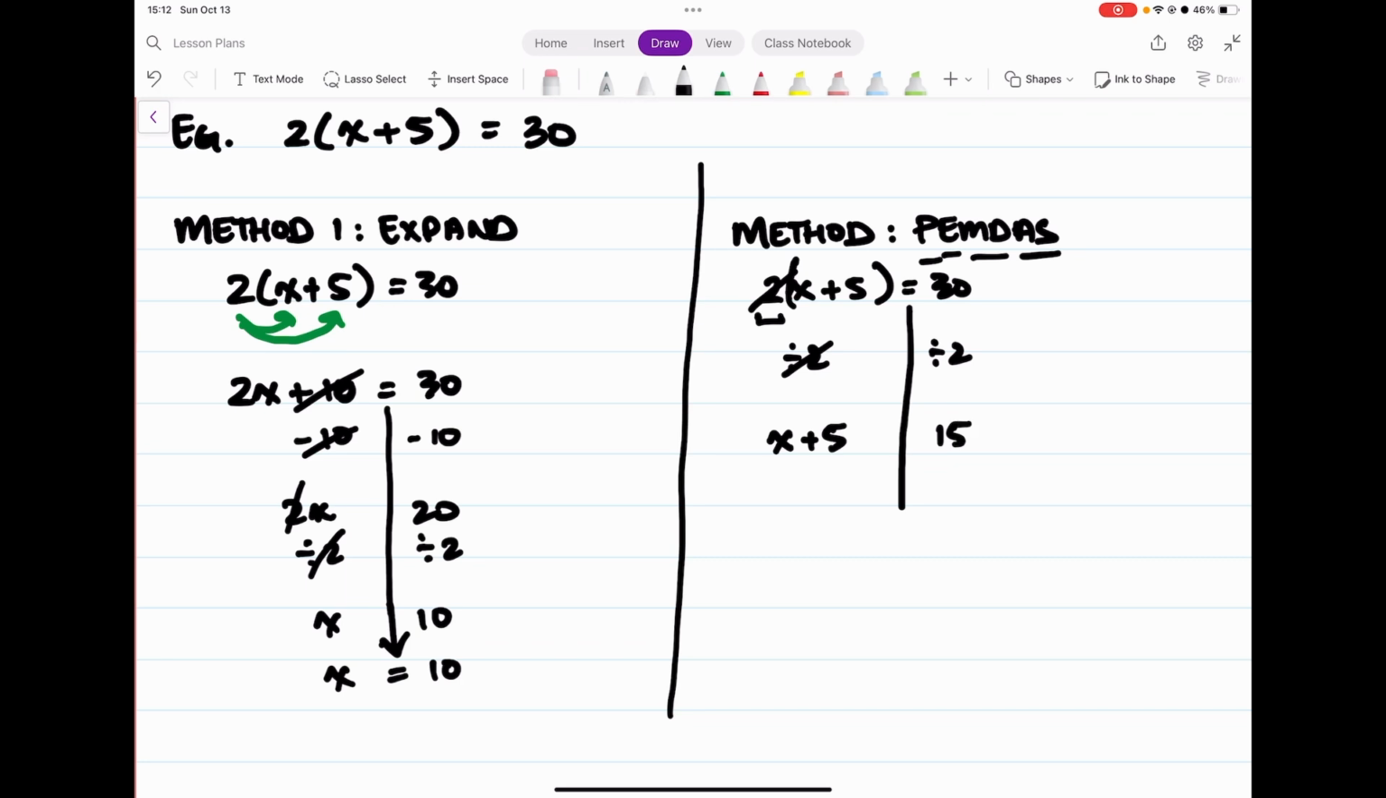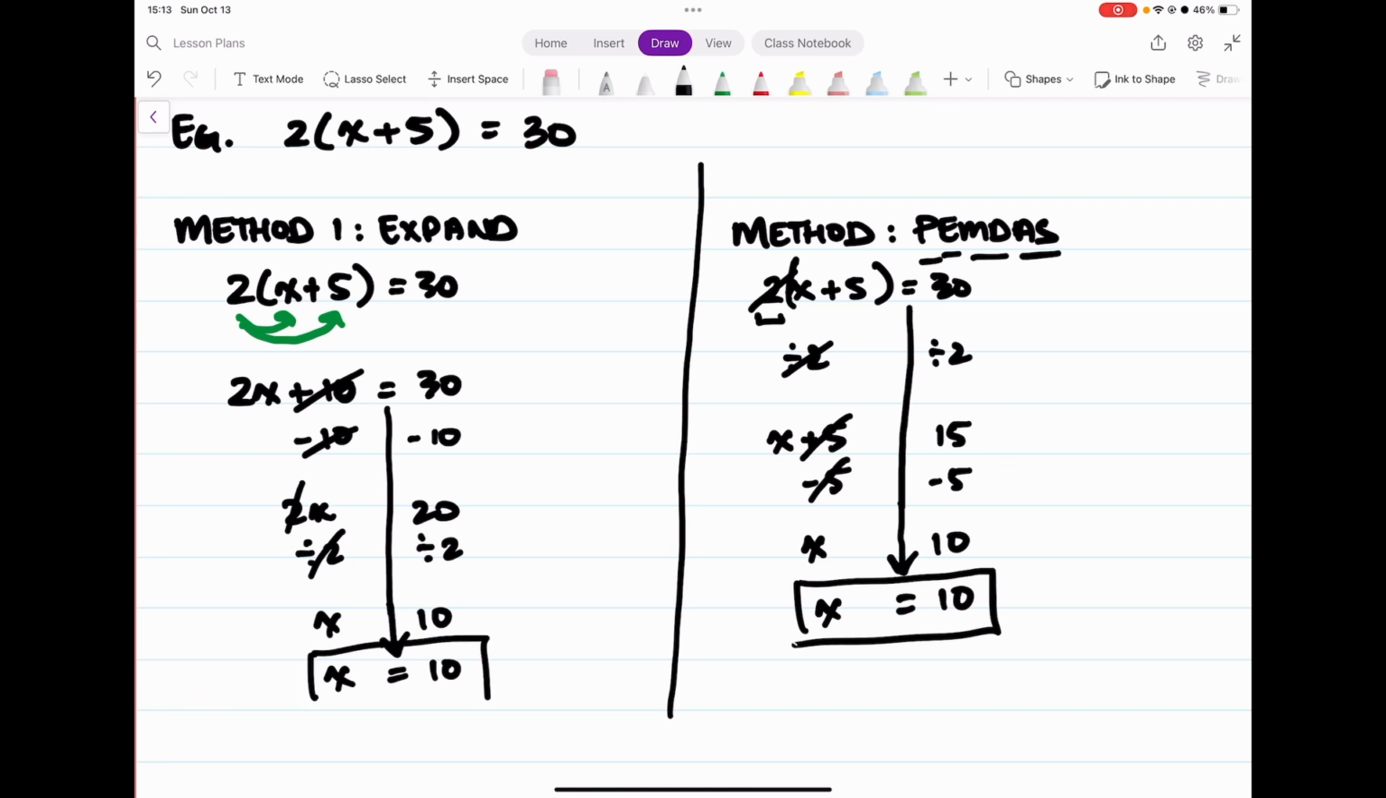Now you see that I could just subtract 5 from both sides, and I could get rid of that side, and then I'm left with x, and I'm left with 10, and that is x is equal to 10. So you see how these two methods are about the same length. One of them is a little bit longer than the other, but I did start the equation a little bit lower.